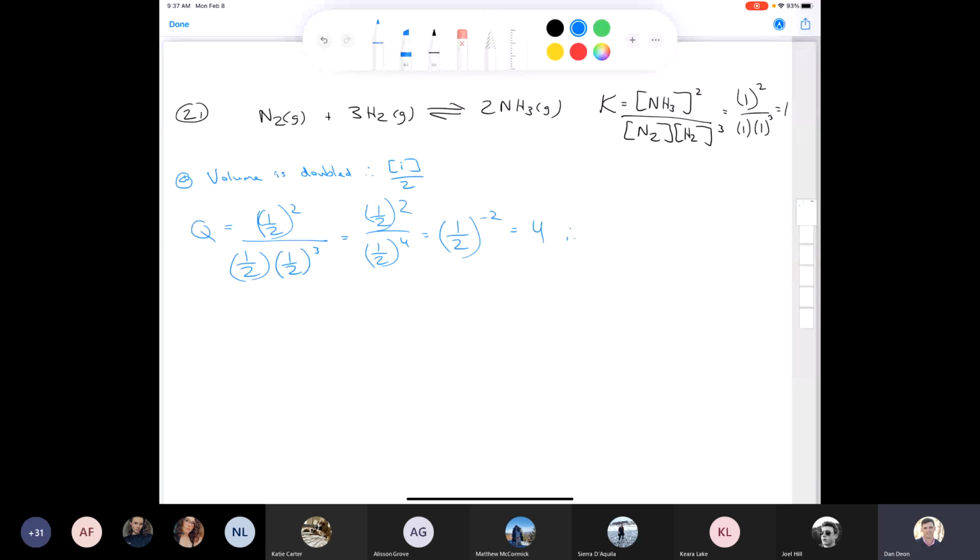But therefore, we see that Q is greater than K. Q is also greater than 1. But our Q, right, here's our Q. We just calculated it. It's greater than our K. What does that tell you? It tells you the concentration of the numerator is higher. So therefore, what's going to happen? The reaction is going to go in reverse. Let's write that down. Reaction goes in reverse.